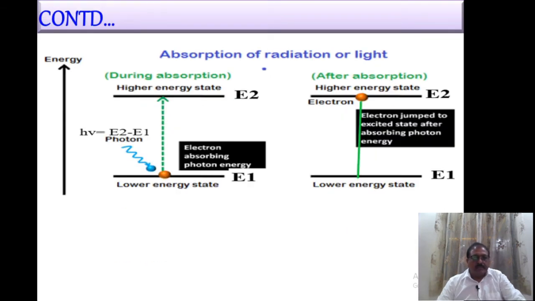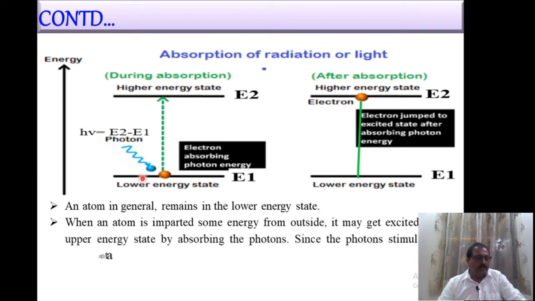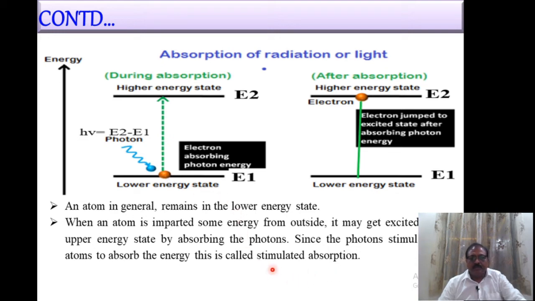See, an atom in general remains in the lower energy state, this one. When an atom is imparted some energy from the outside, it may get excited to the upper energy state by absorbing the photons. Since the photons stimulate the atoms to absorb the energy, this is called stimulated absorption. The electrons absorb this photon energy.